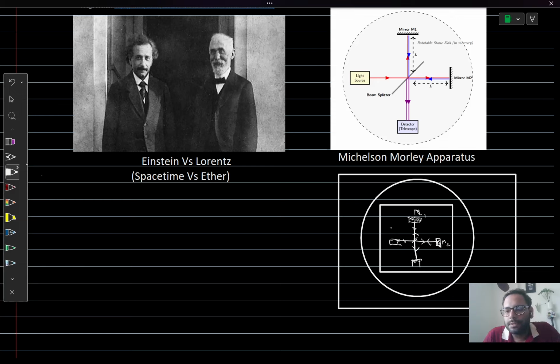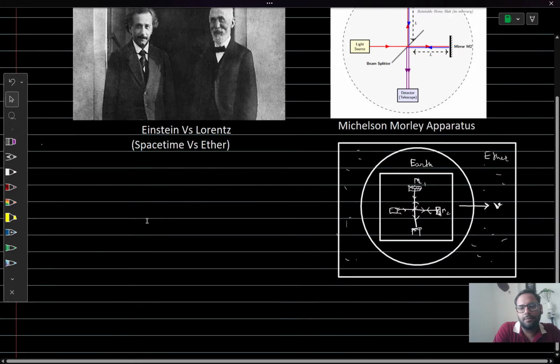So this is the lab frame, and this is at rest with respect to the earth, so we can call it the earth frame also, and this is the ether frame. Since the earth is moving with respect to the ether, we can denote the velocity of the earth with respect to the ether as v. Of course the whole apparatus will also move with respect to the ether. So let's quickly do the calculation now.